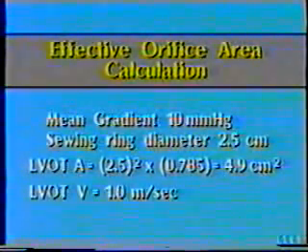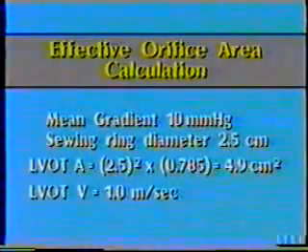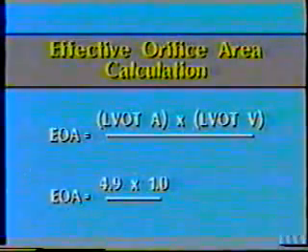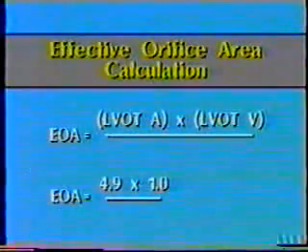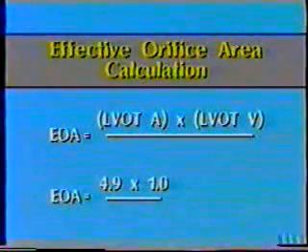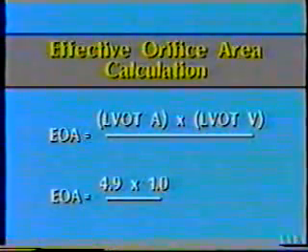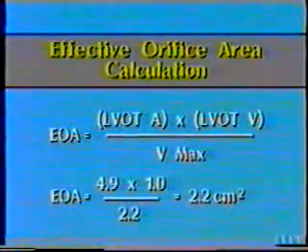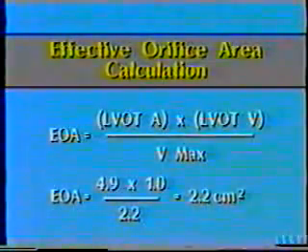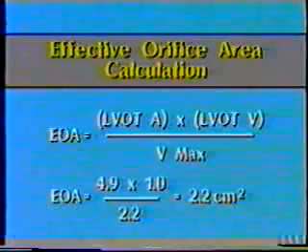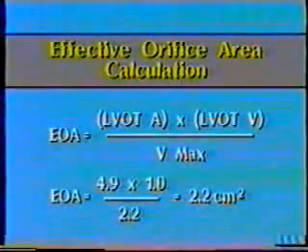The LVOT velocity is 1 meter per second. So the numerator for the valve area calculation is 4.9 times 1.0, which of course is still 4.9. We divide this by the maximum velocity across the prosthesis, 2.2 meters per second, and we arrive at an effective orifice area of 2.2 square centimeters.